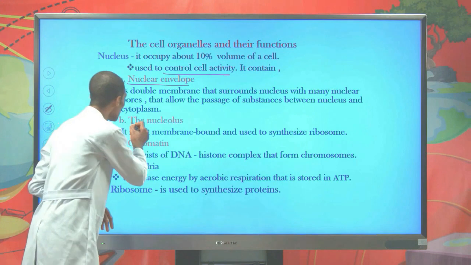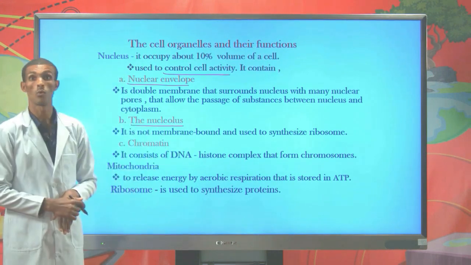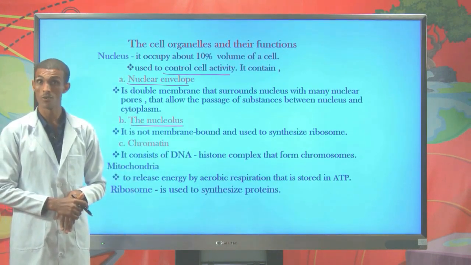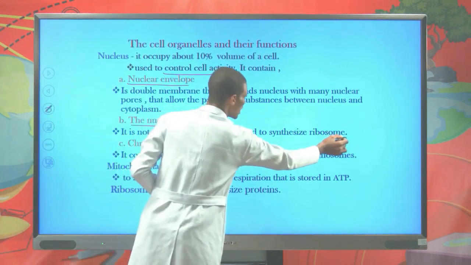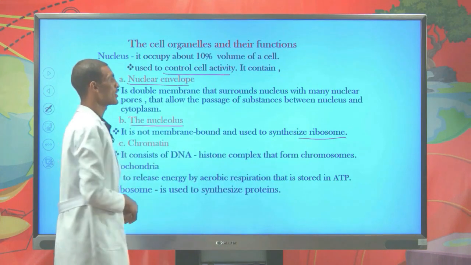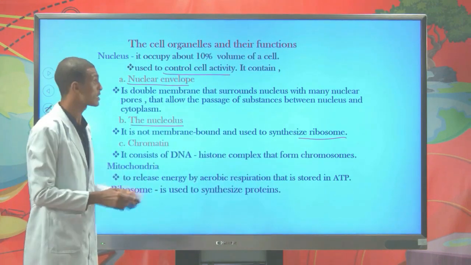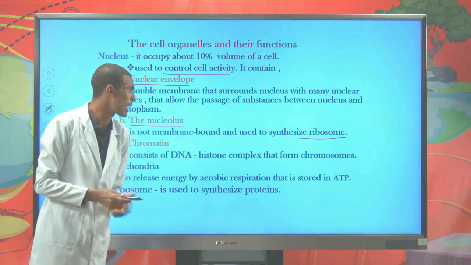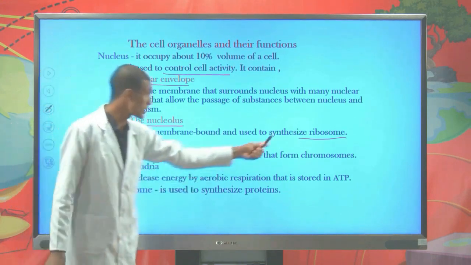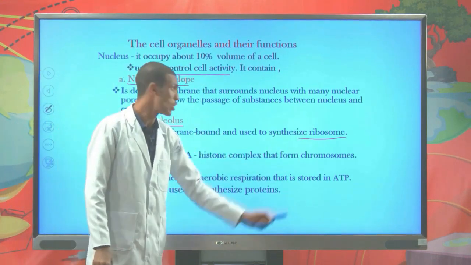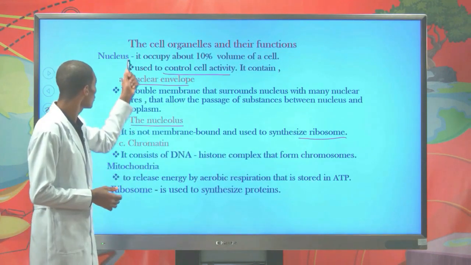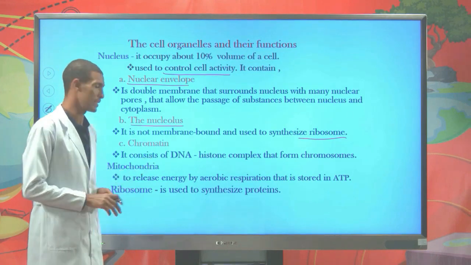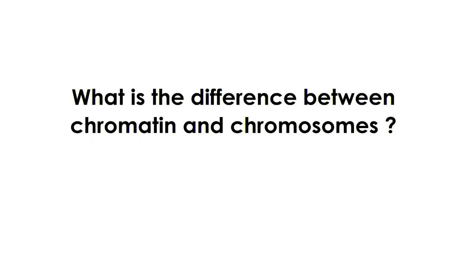The other part is the nucleolus, which is non-membranous, with no membrane boundary, and which is important in generating information about protein synthesis, which is about RNA to the ribosome. The ribosome is an organelle where protein synthesis occurs, which starts from the nucleus. The other section of the nucleus is chromatin. Students, do you know the difference between chromatin and chromosome?